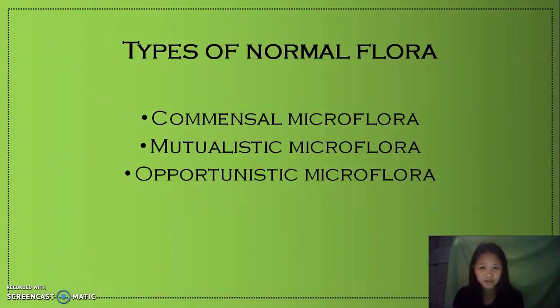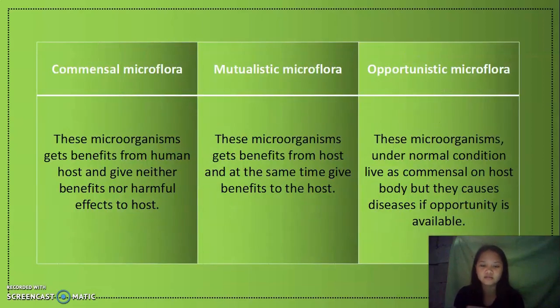So we have three different types of normal flora. We have the commensal microflora, the mutualistic microflora, and then the opportunistic microflora. I have here the meaning or the function that they do in these different types of normal flora.